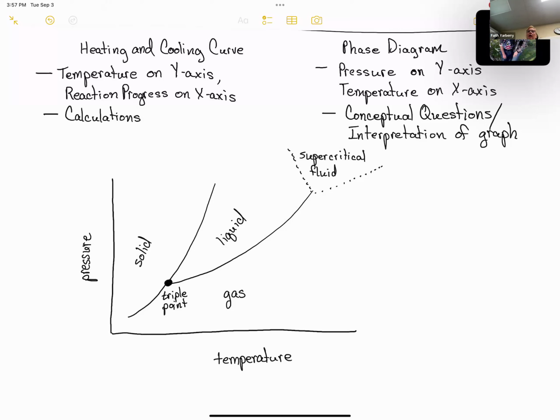So, okay. Now, in our last example, when we were dealing with enthalpies of vaporization and enthalpies of fusion, they're on here too. The enthalpy of fusion is associated with that line because that is the location where a solid is converting into a liquid.